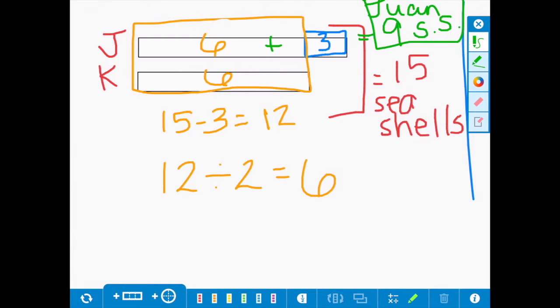One last thing I wanted to show you is when we do know how many parts we want a bar model to show. So I'm going to do one last problem with you.